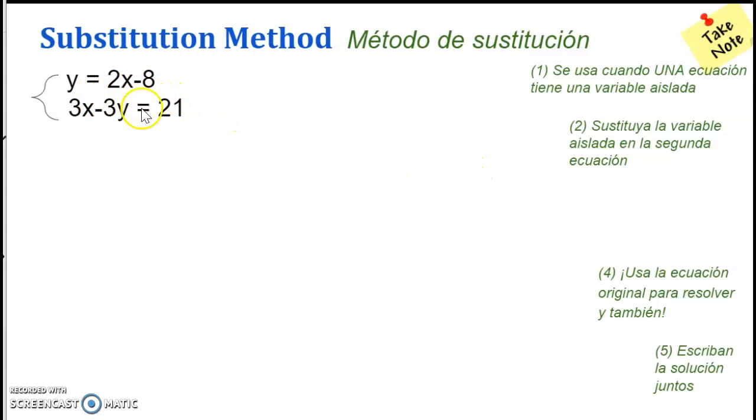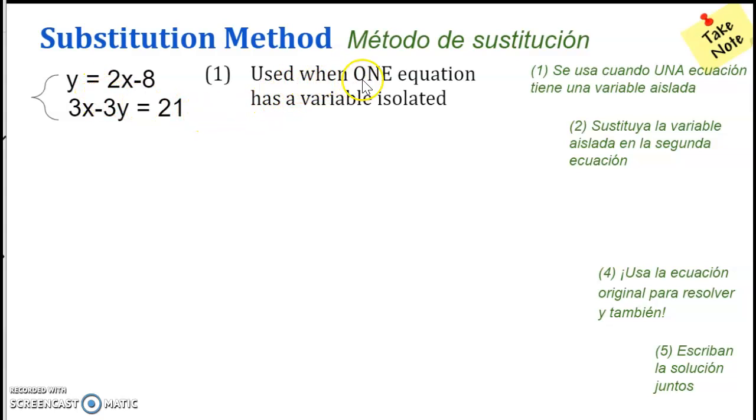y is equal to 2x minus 8 and 3x minus 3y is equal to 21. We're going to use the substitution method. Why? Because it's used when one equation has a variable isolated. It does not matter whether it's x or y, but one of them is isolated in terms of the other variable. The y does not occur on both sides, but just on one side.